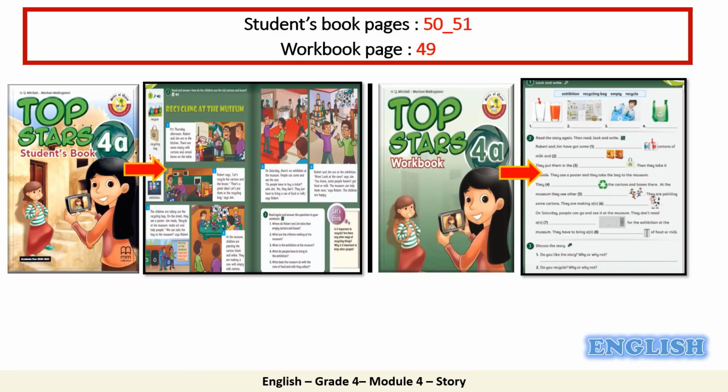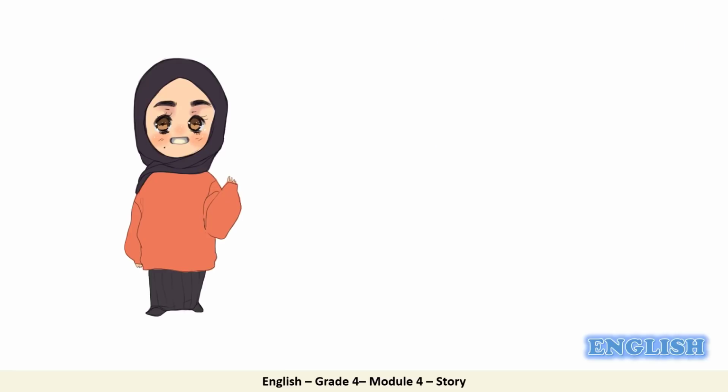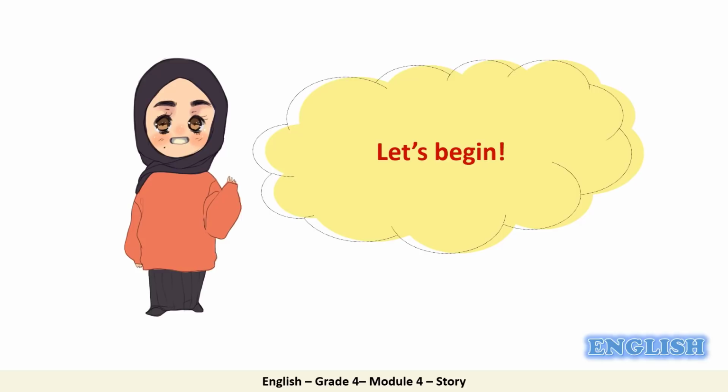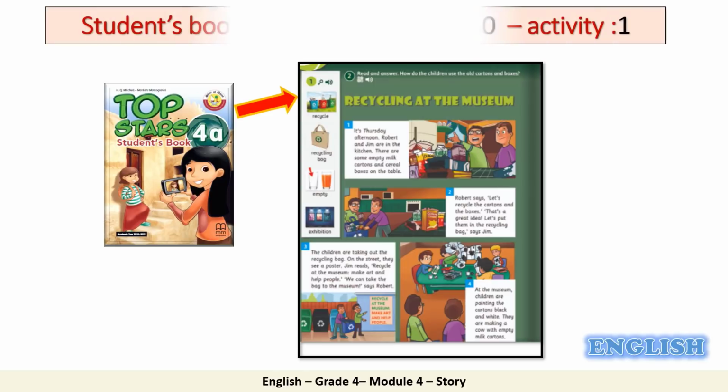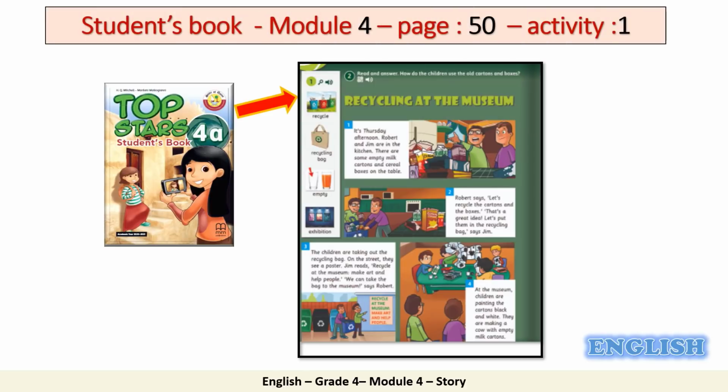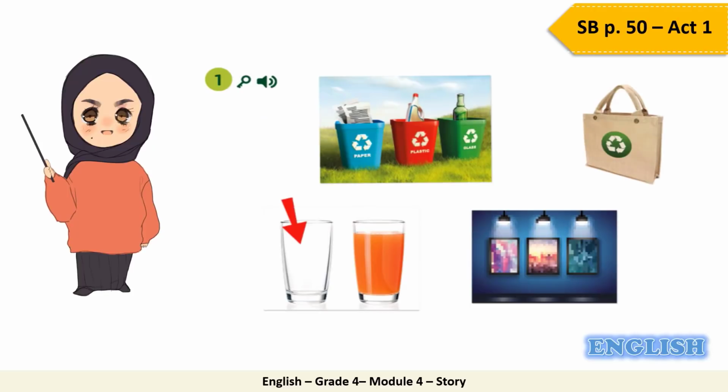This lesson you will find it in your student book pages number 50 and 51 and in your workbook page number 49. Are you ready to start? Let's begin. Grab your student book and open it at Module 4, page 50 and pay attention to activity number 1. In this activity you are going to pay attention to the pictures and say what you can see.